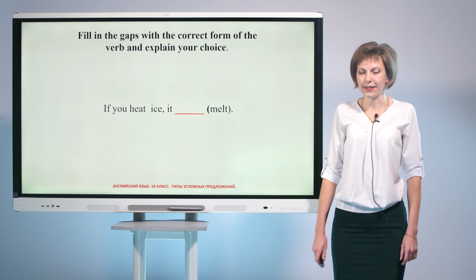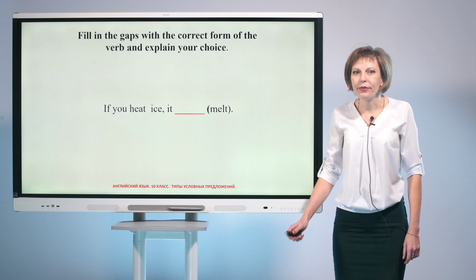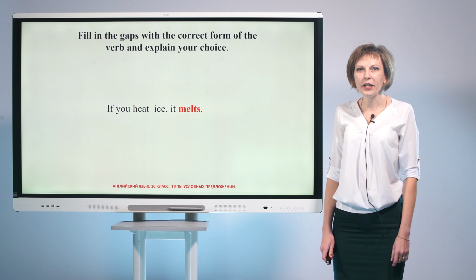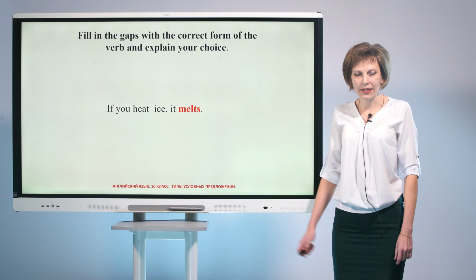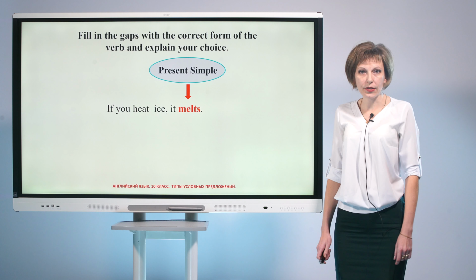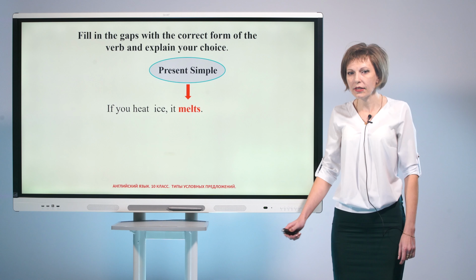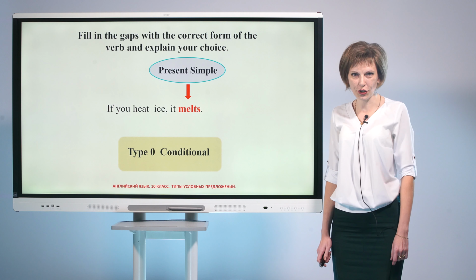Look at the next sentence. Brilliant work. If you hit ice, it melts. We have just used the present simple tense in this sentence because this is type 0 conditional.